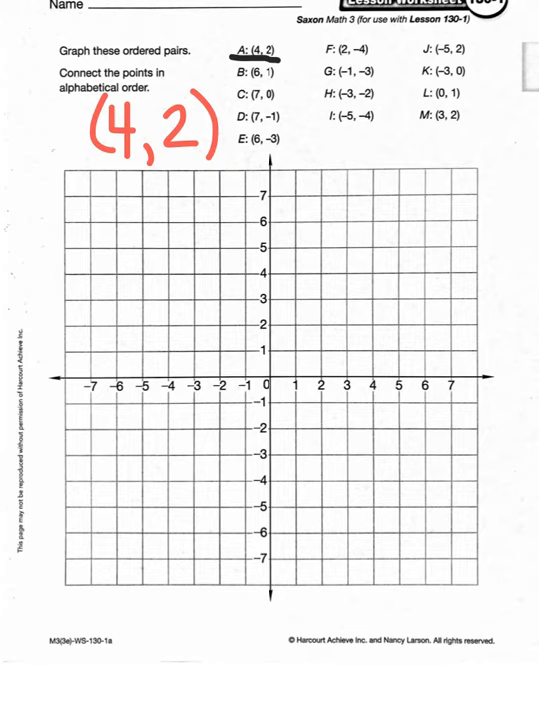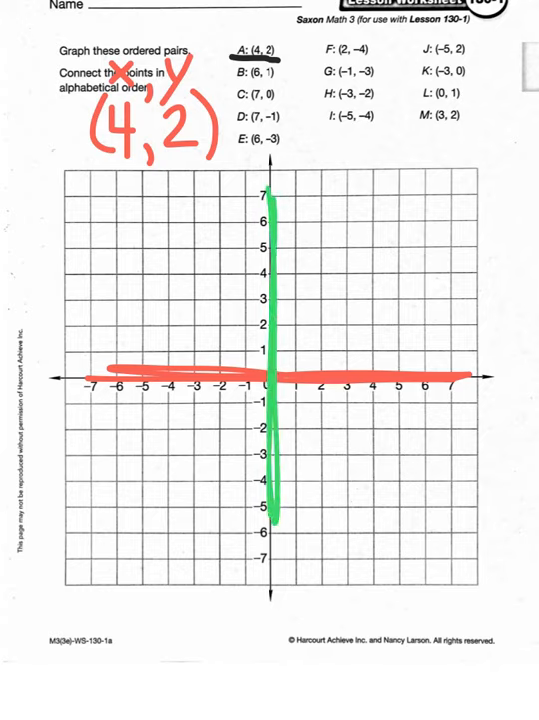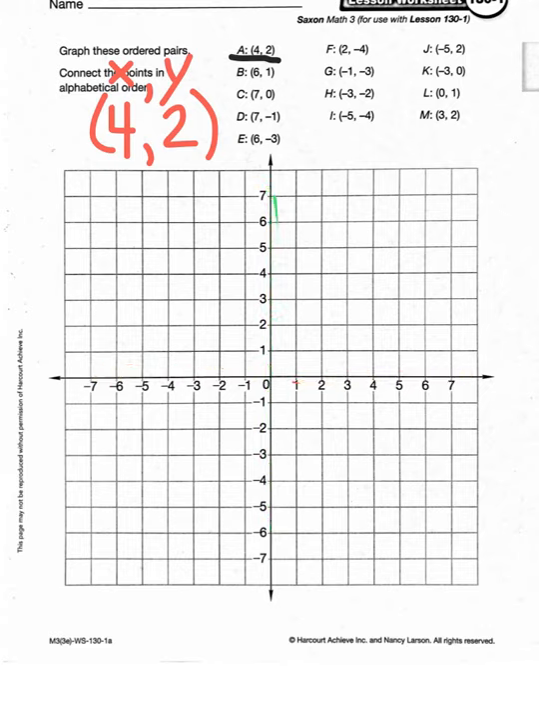Remember that the first number is always the x number, the x coordinate. The second one is always the y coordinate. The x coordinate shows how far to go from left to right, and the y coordinate shows how far to go up and down vertically. Now let's go to the origin, where we always begin when we graph ordered pairs. Let's put our dot right there.